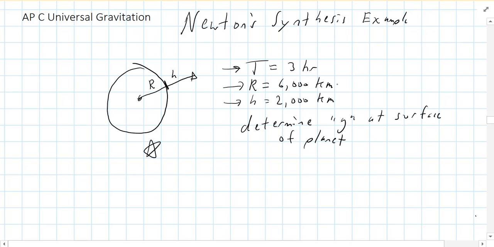Now, two hints. One, these are in kilometers, so you need to make them in meters. So you're multiplying both by 1,000. Okay, so it's 6 million meters and 2 million meters, respectively. And actually try this out before you watch my explanation, and then see if you match my explanation. Are you ready to try it out? On your marks, get set, go.